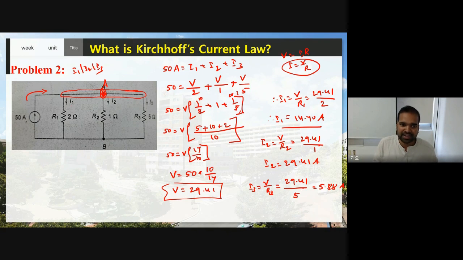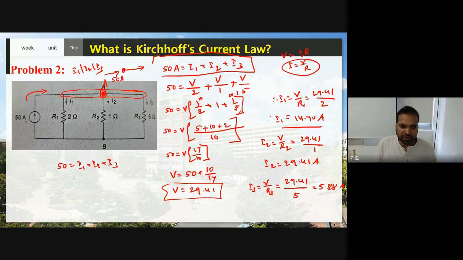you find the current across R1, R2, R3. Now what is the total current here? 50 ampere. As per KCL, the current entering a node is equal to the current leaving that node. What is the current entering? 50 ampere. The same current has to leave from that node. So as per KCL, you can write I1 plus I2 plus I3.